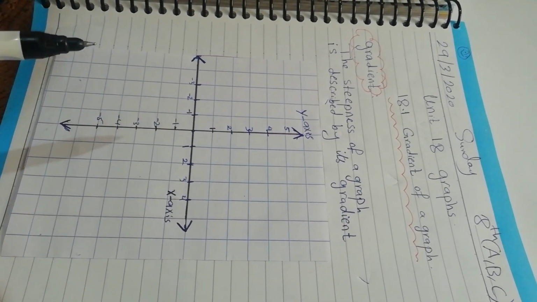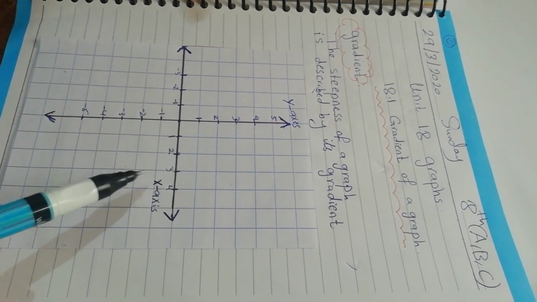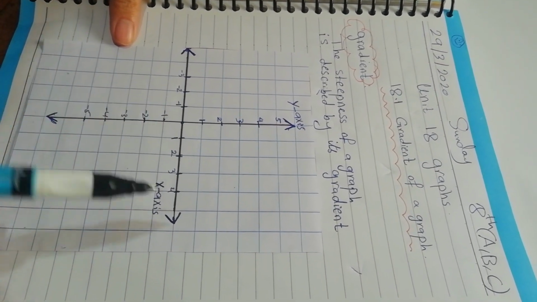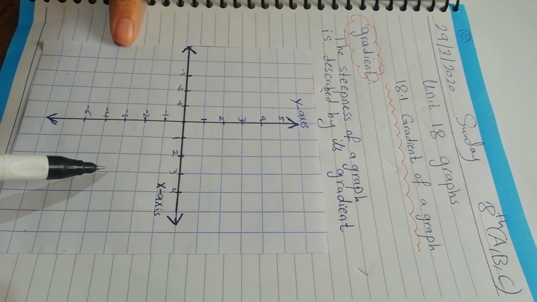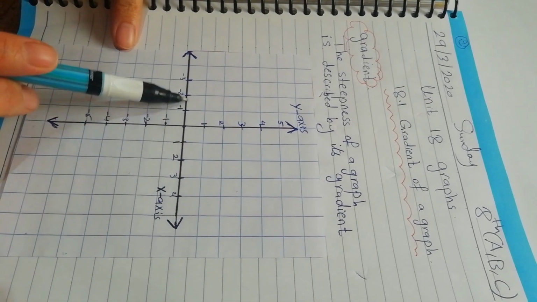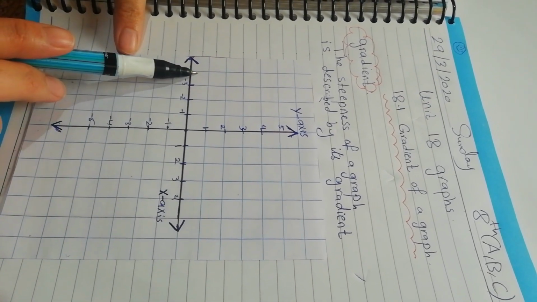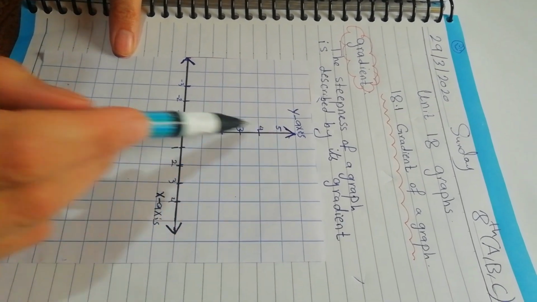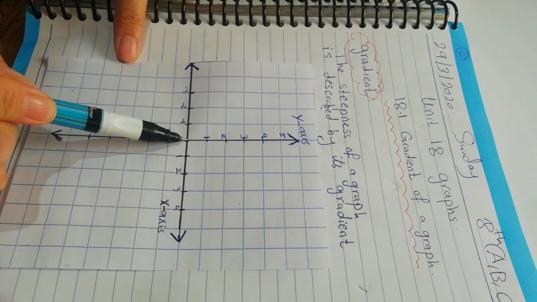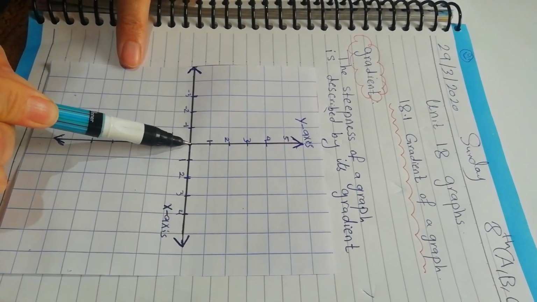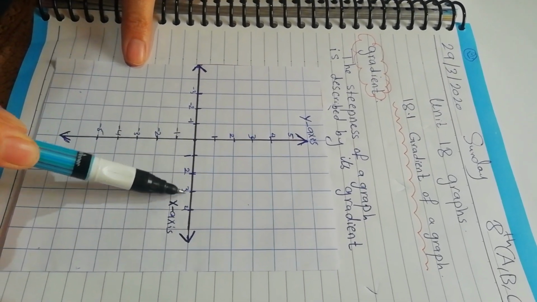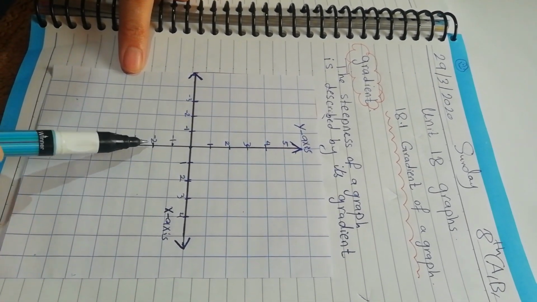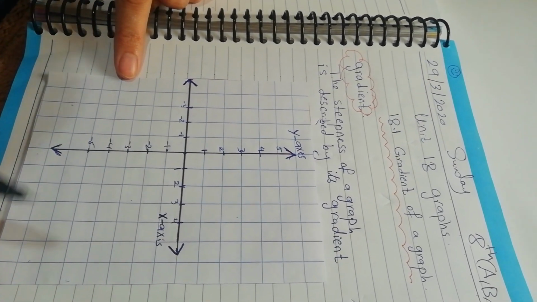Before that, you have to know this diagram. This diagram we call the XY coordinate. This is the x-axis, it's a number line, the horizontal one, and the vertical one is the y-axis. This is 0, 0, the origin point. 1, 2, 3, 4, negative 1, negative 2, negative 3, on both axes.